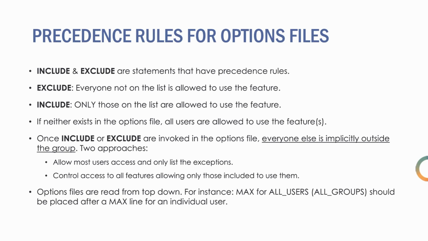Once include and exclude are invoked in the options file, then everyone else is implicitly outside of the group. So as soon as you use include or exclude, you've got a lot more work to do on your options file. There's 2 approaches to this. You can just list the exceptions, allow most users access, and except out the ones that you don't. If you have a really expensive license like Star CCM and you don't want your summer interns to access it, you create a group of your summer interns and make them excluded, and those users would not be allowed to use whatever features you call out.